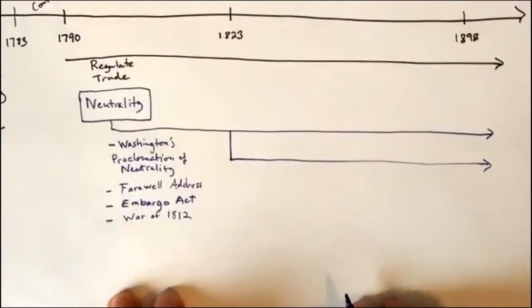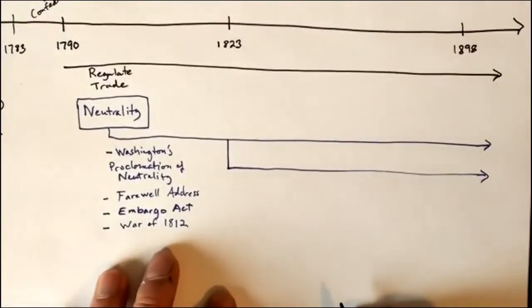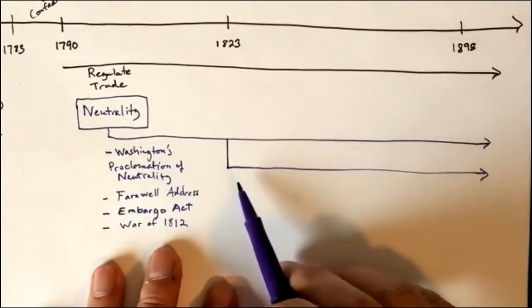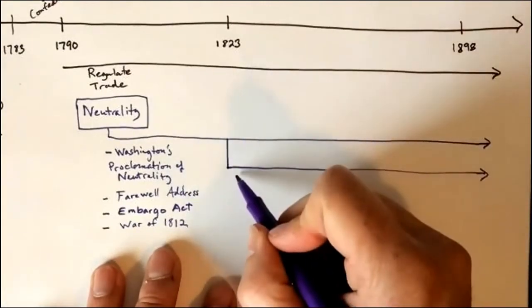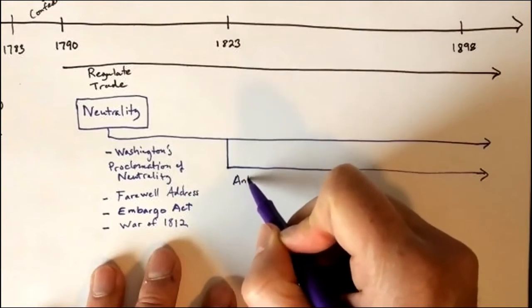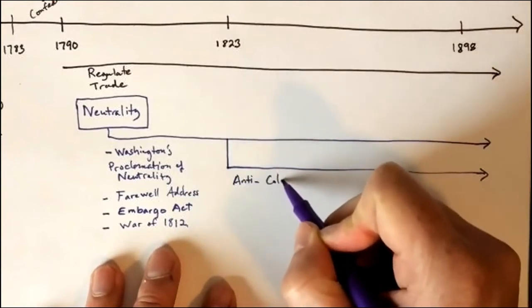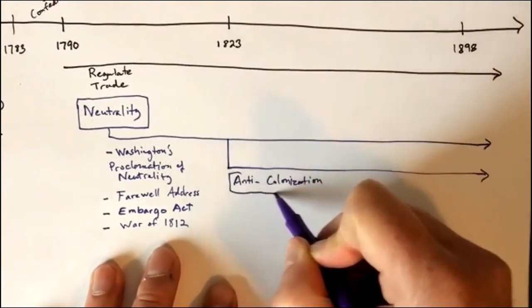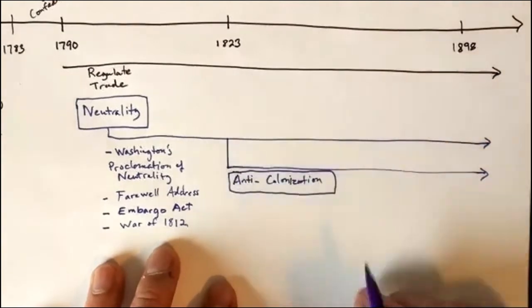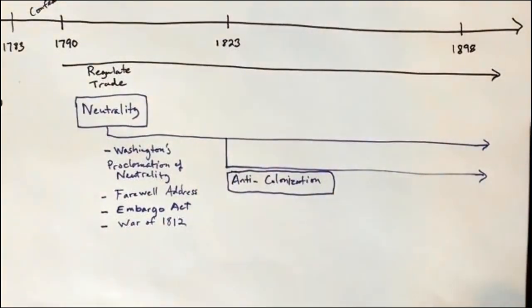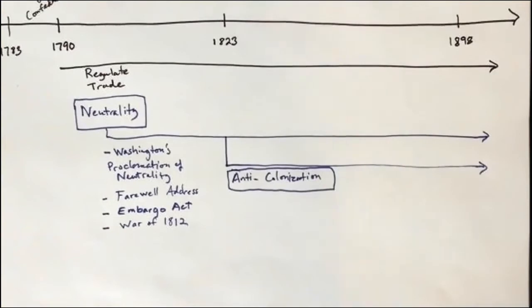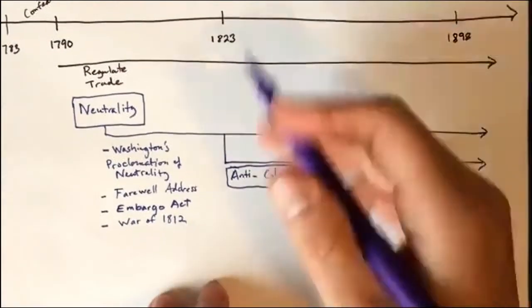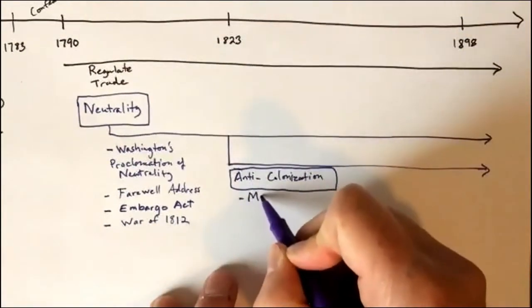We expand on this concept of neutrality in the form of saying that not only are we going to be neutral, but we also start to take an anti-colonization stance. So not only are we neutral, but we also begin to, in 1823, warn other countries to respect our neutrality by staying out of the Western Hemisphere. And the best example of what I'm talking about here is in 1823, there's the Monroe Doctrine.